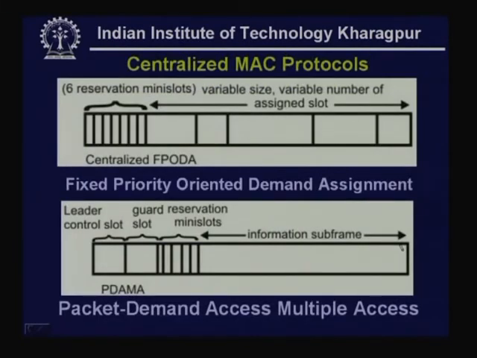And then there are centralized medium access control protocols. The centralized FDOMA is an extension of Roberts protocol. Here there are six reservation mini slots, as you can see, of variable length. But here one of the ground stations acts as some kind of master, which does the reservation, and variable length data can be transferred in this fixed priority oriented demand assignment.